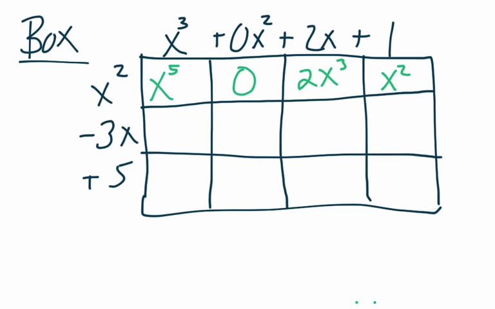And then we go down and we do x to the third times negative 3x. Oh, I've got a cat. No, stop, baby. Why don't you go over there? Okay. Wait, hang on. All right.